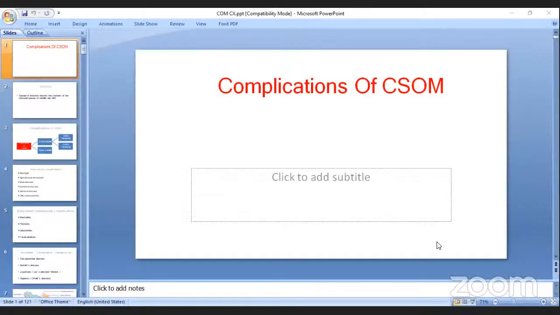So, my name is Dr. Anju. I'll be taking the class for you on complications of CSOM. The complications of CSOM is a very vast topic, so I'll try to finish up with this point. Can you see the slide? Yes, ma'am.